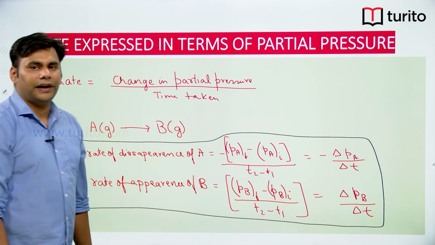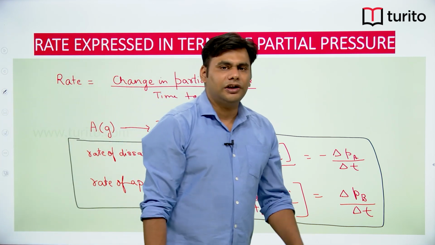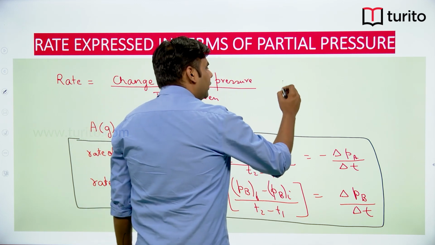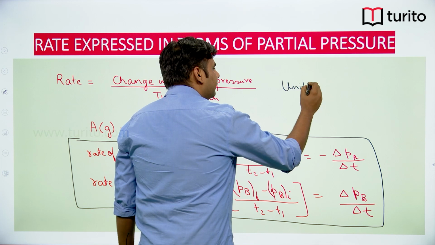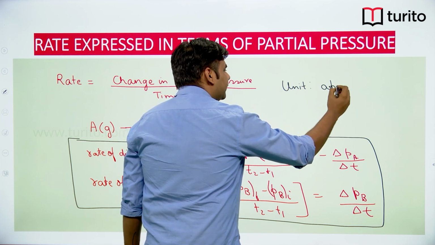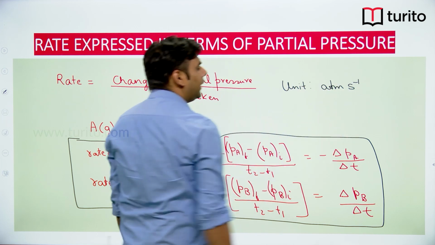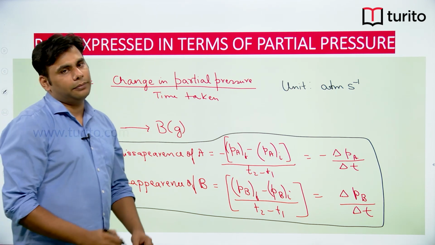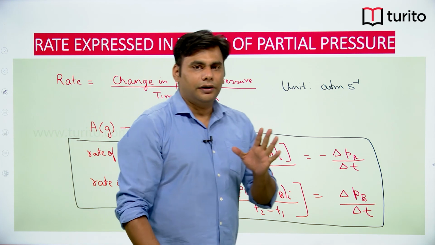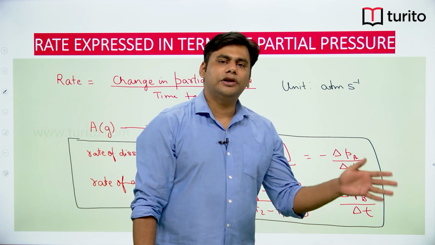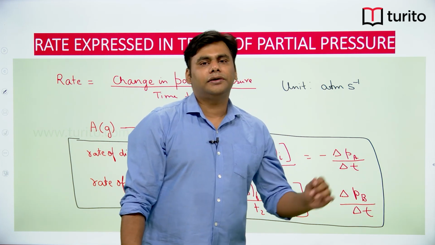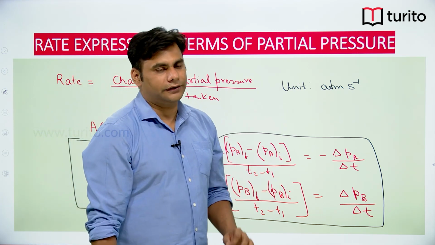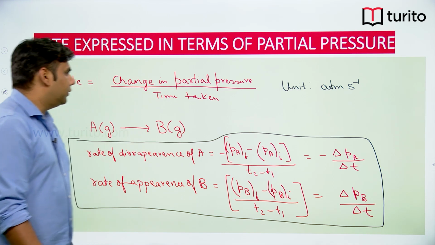We can also express the rate in terms of change in pressure per unit time. So suppose the unit of pressure is atm and time is measured in seconds, the unit of rate would become atm per second. Now if we were using the rate as change in concentration per unit time, then its unit was moles per liter per second, or molar per second. So just write it quickly.